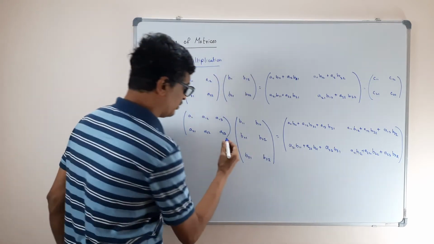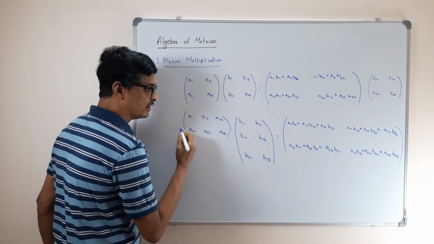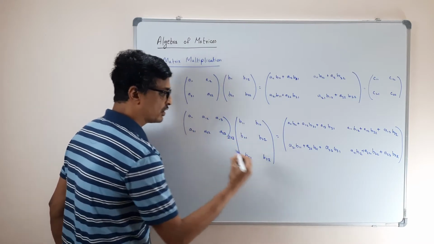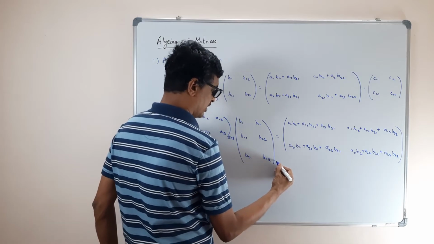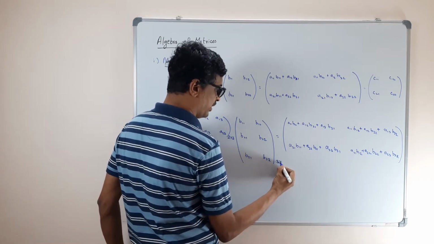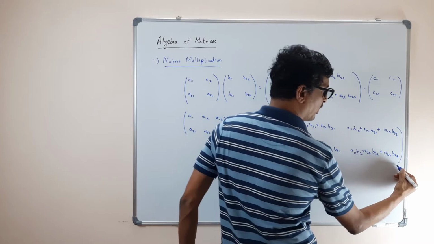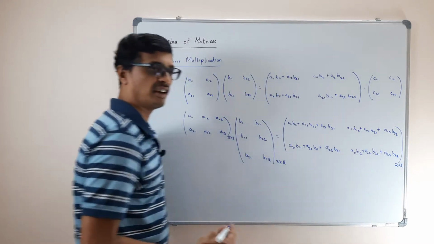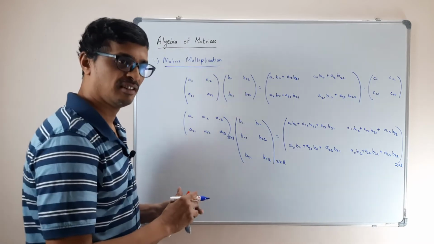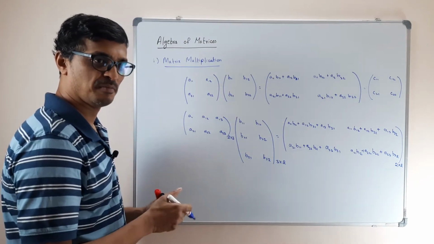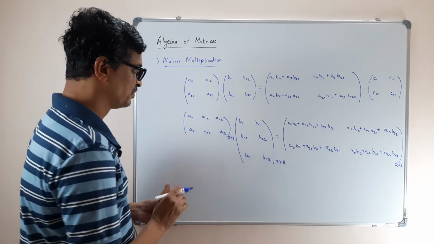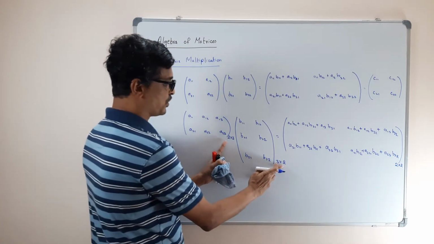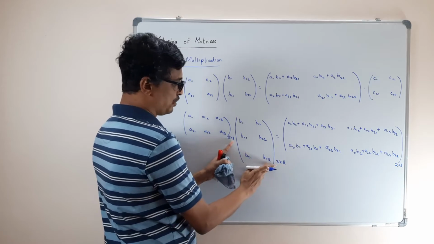What is the order of this matrix? 2 by 3. Correct? What is the order of this matrix? 3 by 2. What is the order of this matrix? 2 by 2. Can you understand this one? Can you find any pattern? It's 2 by 2. These two will be equal, right?